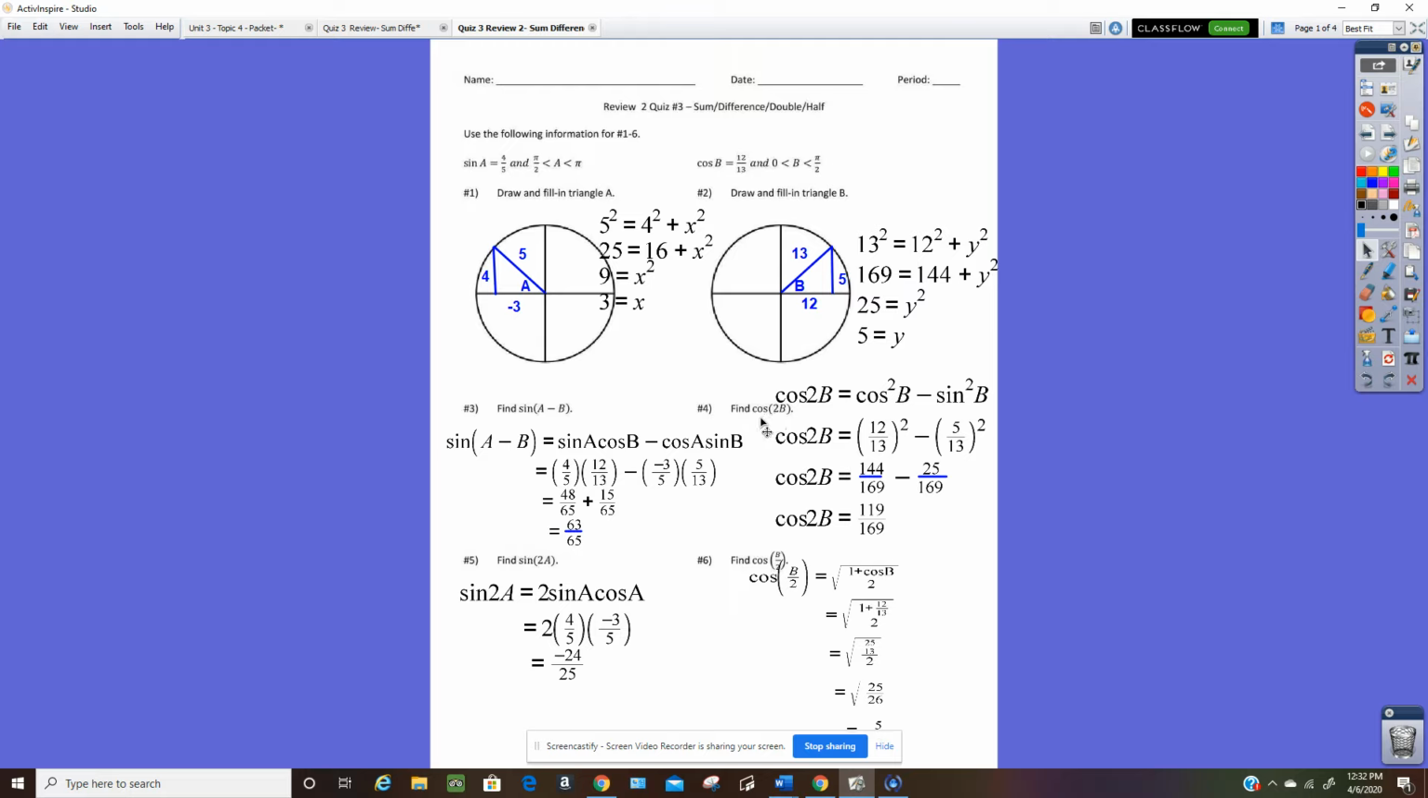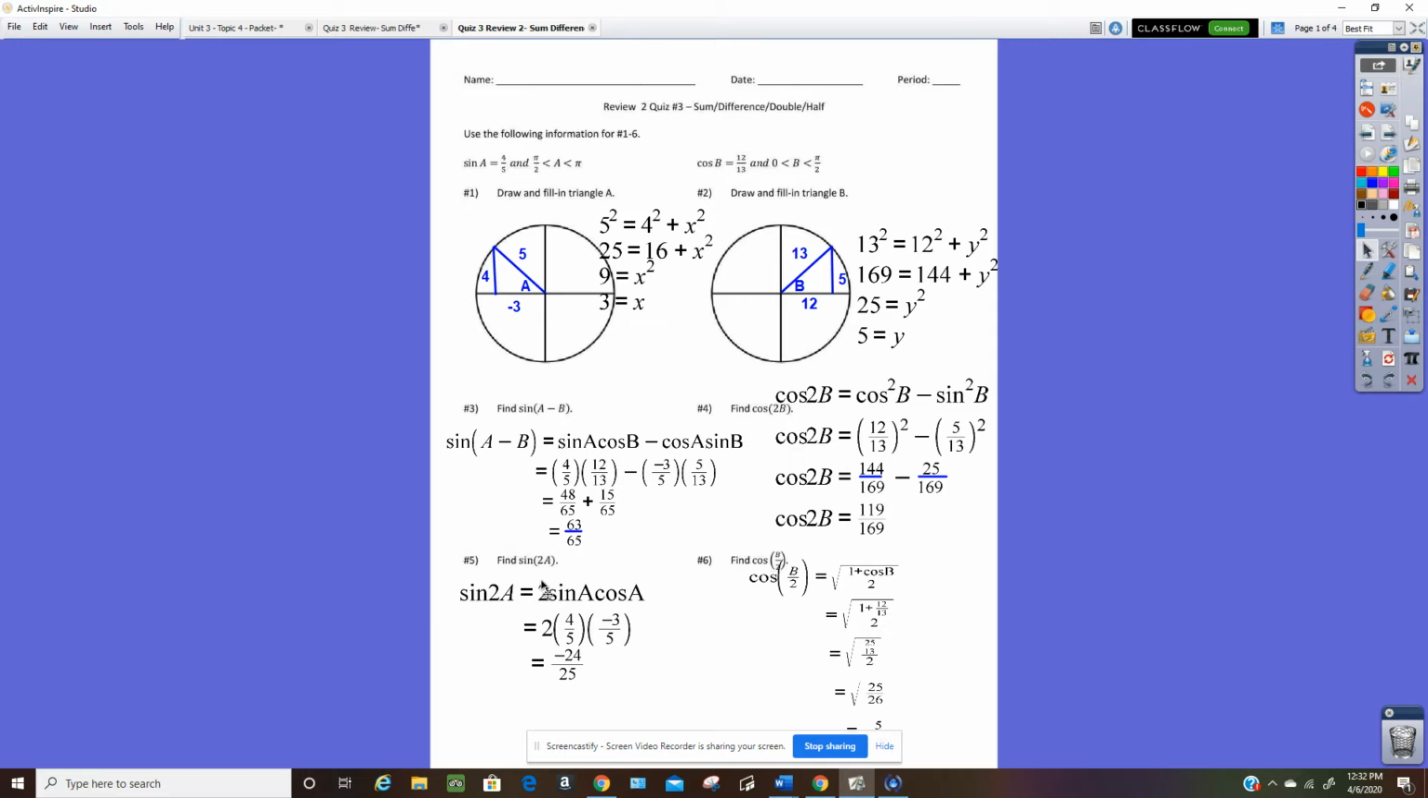Number 4, cosine of 2b, looking at the identity sheet, is cosine squared minus sine squared. So cosine of b is 12/13 squared, and then sine of b is 5/13, squared. You get 144 over 169 minus 25 over 169, which is 119 over 169.